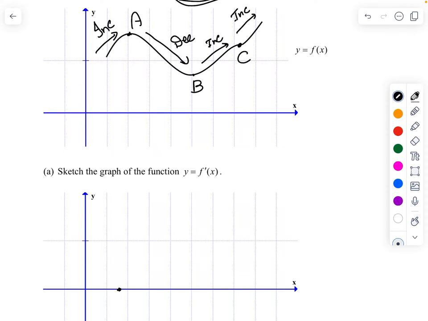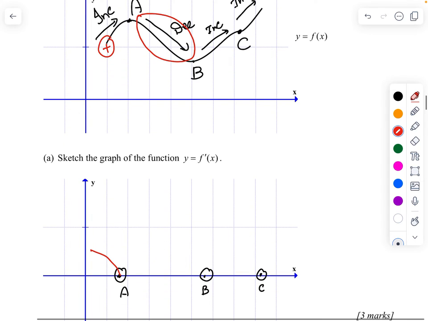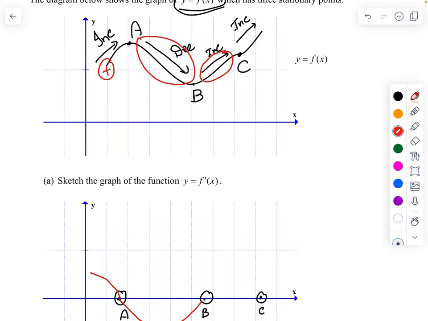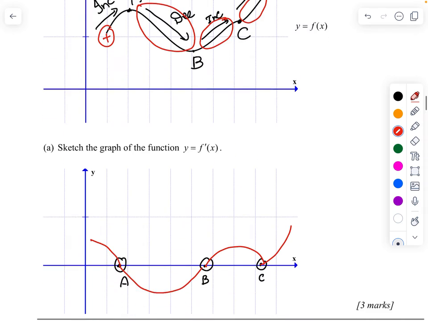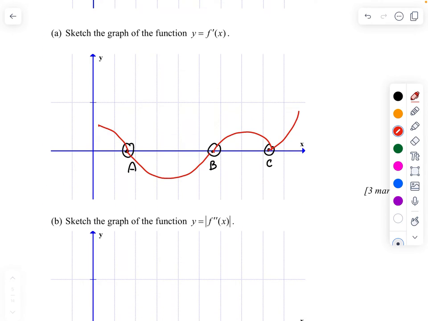At A, there is a stationary point, so the first derivative is 0. At B, the first derivative is 0. And at C, the first derivative is 0. These are the 3 points. Now, over here, the slope is positive and it becomes 0. Over here, the slope is negative and it approaches 0. Over here, again it is positive and approaches 0. And again it is positive, and keeps on increasing. This is going to be the graph for f prime x.